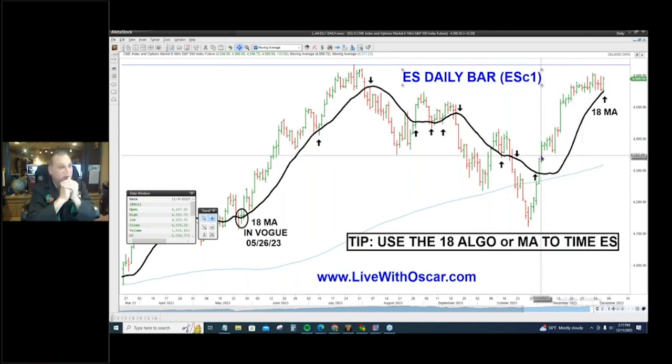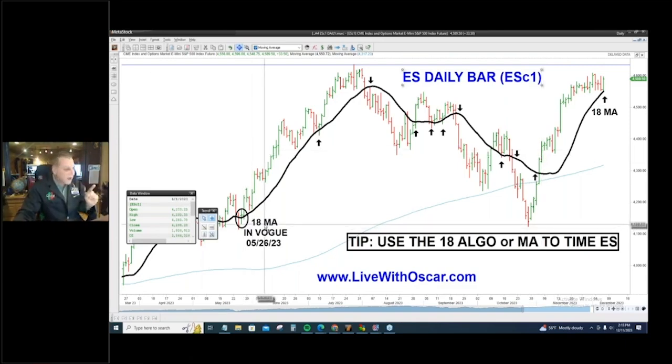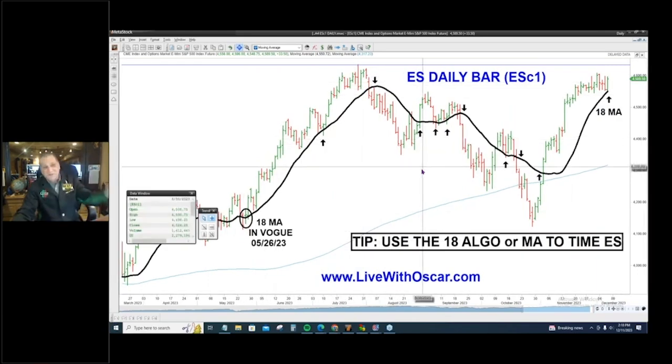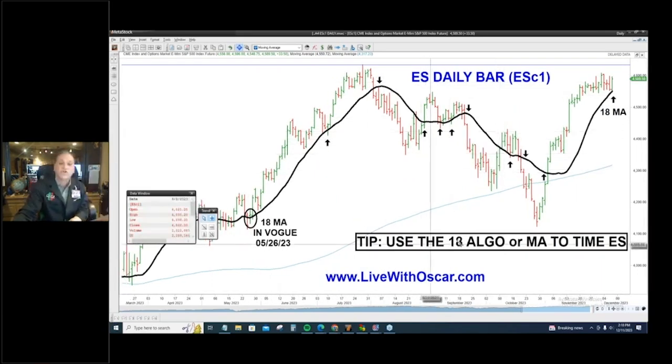But check this out. Look at this 18-bar moving average, or algorithm, if you will. Now, an average is actually an algorithm, just very simple, but it's a Wall Street algorithm. People didn't know they were called algorithms 20 years ago, but an average is a form of an algorithm. The 18-bar simple moving average becomes in vogue right here on 526. The market runs up, bounces off the 18, stops at the 18, so the 18's in vogue. Wall Street is using it.